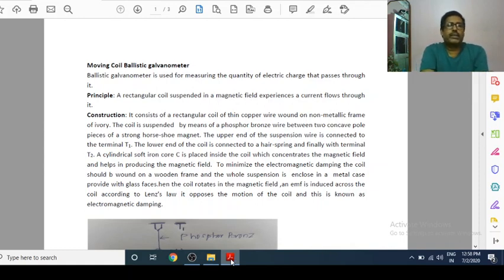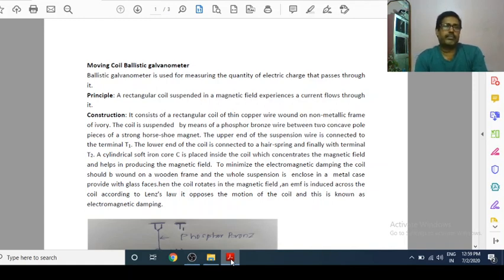So what is a galvanometer? I think many of you know about it. You have heard in class 12 and class 10 also. Actually, a galvanometer is a device which is used to measure current. It is a very sensitive device. But we are not going to study the same galvanometer.